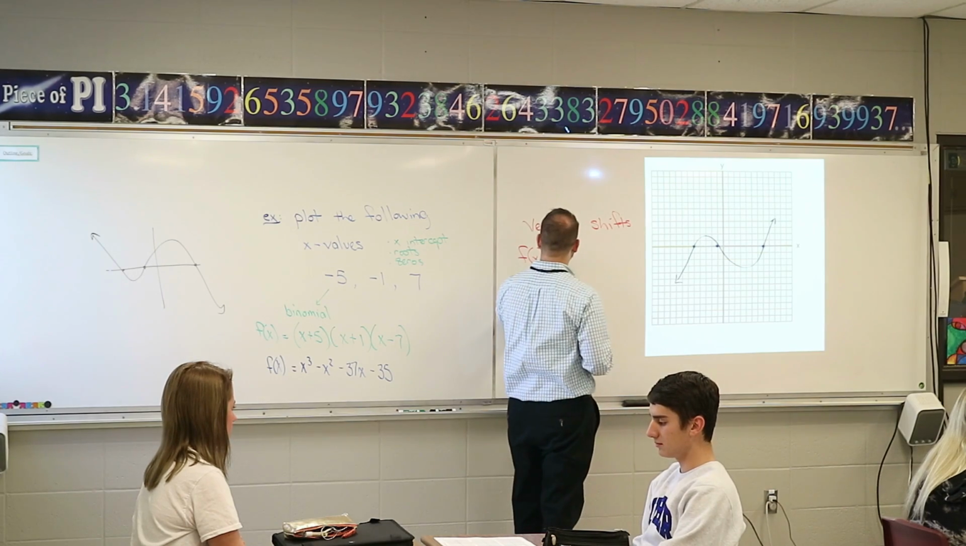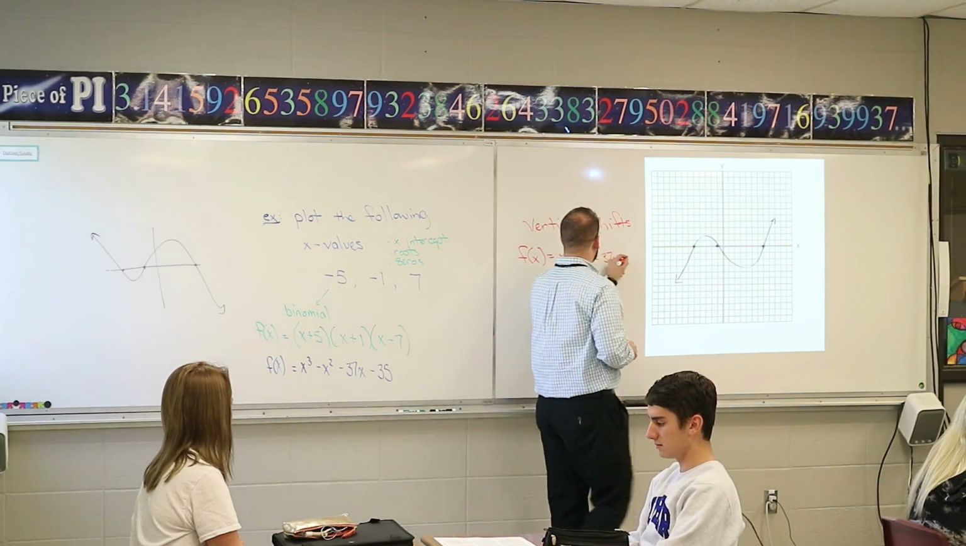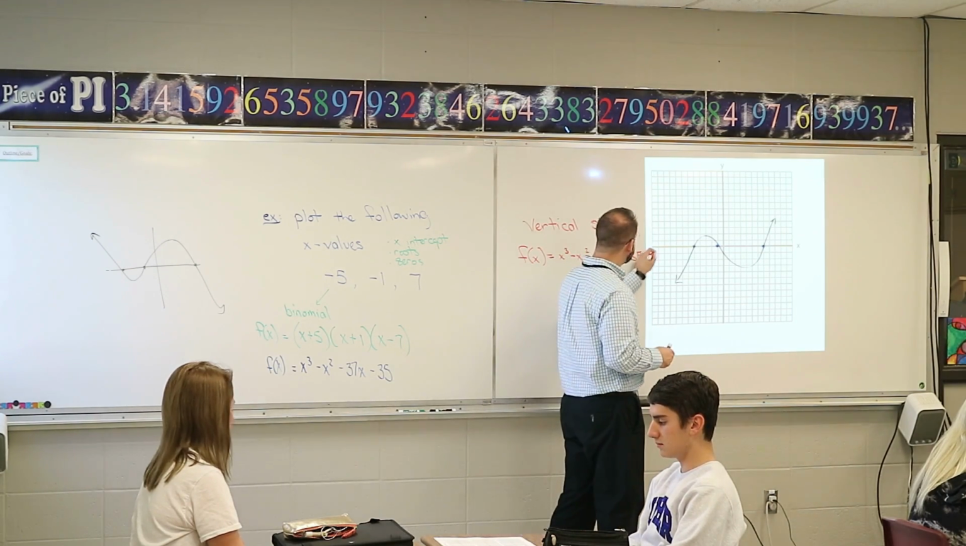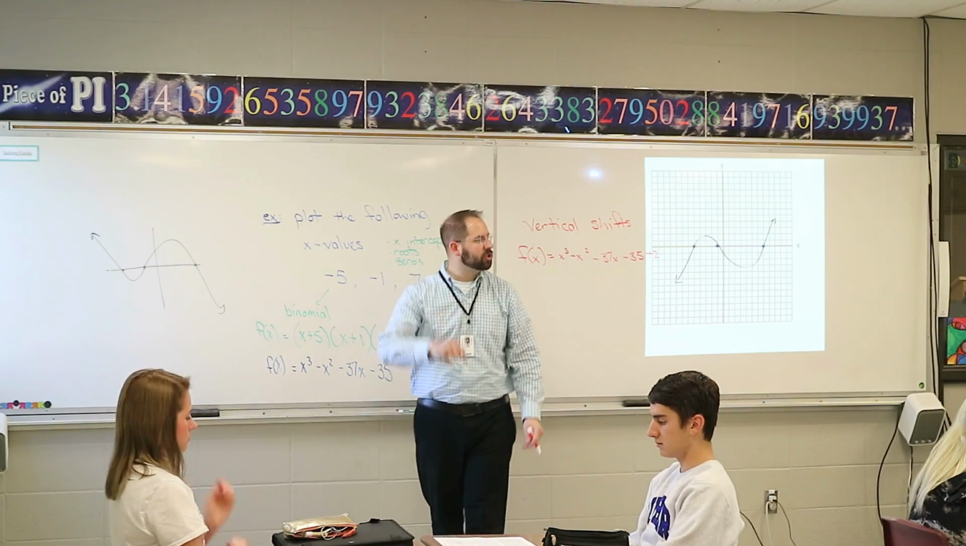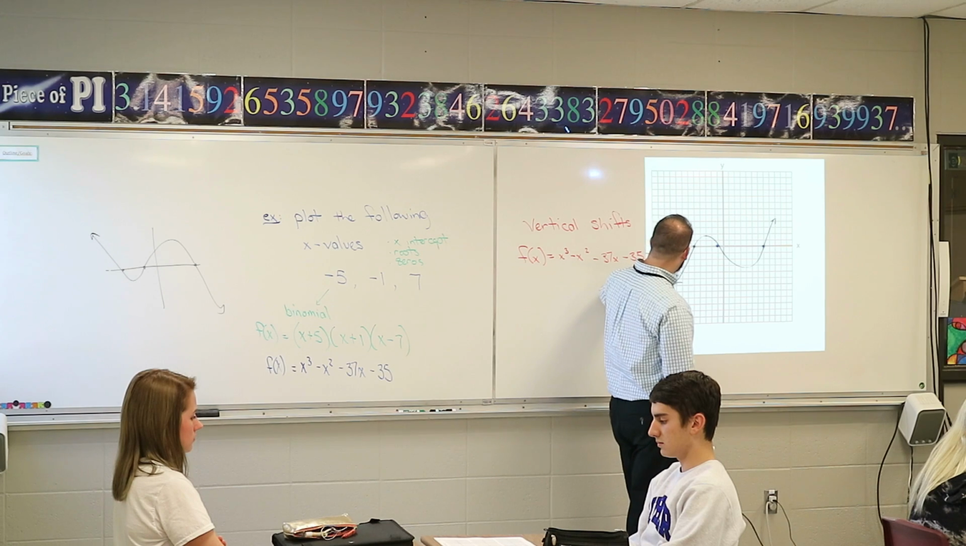So if I were to take this function, x cubed minus x squared minus 37x minus 35, and simply put a +2 after it, just add a 2 in the back, it'll move this graph up 2 spots perfectly. So every single dot will be moved up 2.